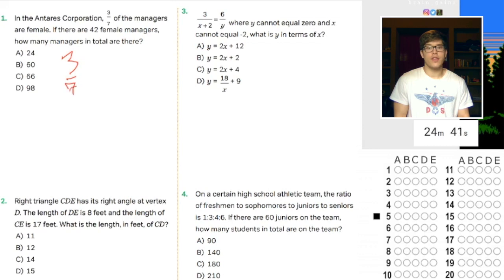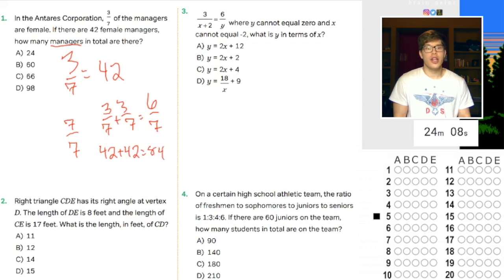So 3/7 are females, and 3/7 is 42. So how many total managers are there? Well, we don't want 3/7, we want 7/7. We want all managers. Well, if 3/7 are 42, then how much would 7/7 be? Well, look at our answer choices. 3/7 plus 3/7 would be 6/7. This would be like 42 plus 42, which is already 84. And so the only answer choice that even comes close is D. So number 1 is going to be D.